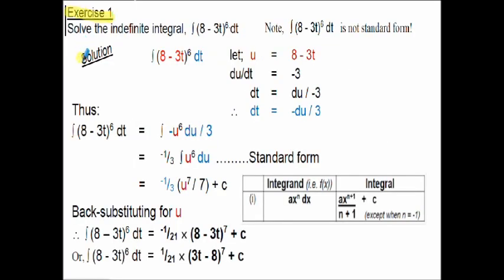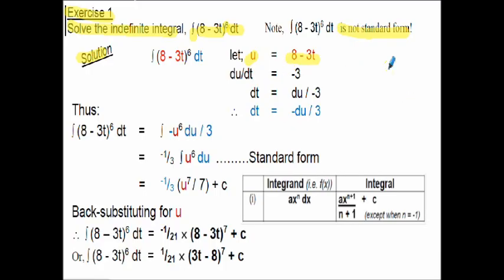Exercise 1, here's the solution. We're asked to solve the indefinite integral of 8 minus 3t all raised to the power of 6 with respect to t. The first thing to note is that's not a standard form, so we're going to try the substitution method. In this case we're going to let u equal the 8 minus 3t in the bracket. Again, as for example 1, we have to now replace all the original variables, in this case t, with u. So we need to find du by dt.